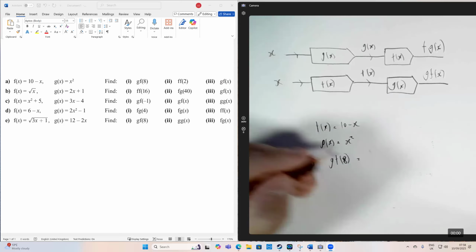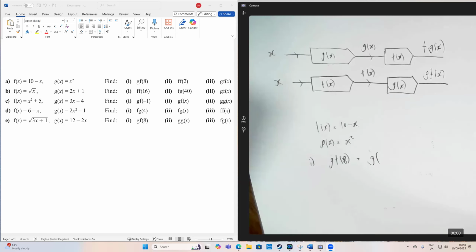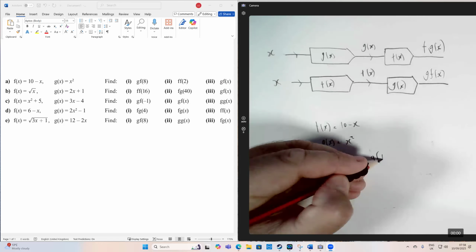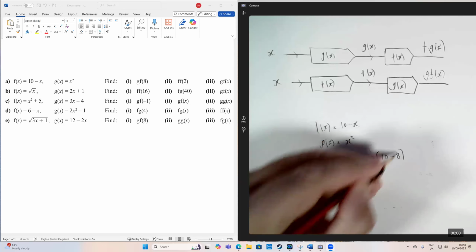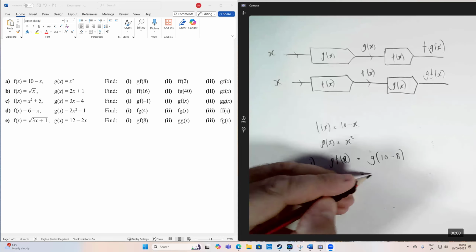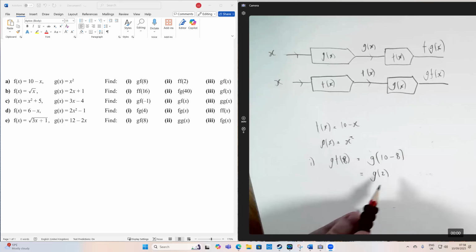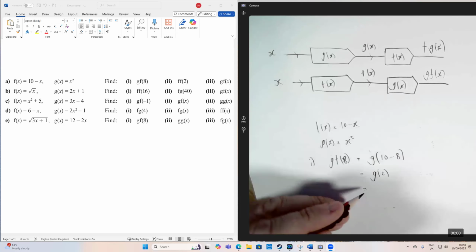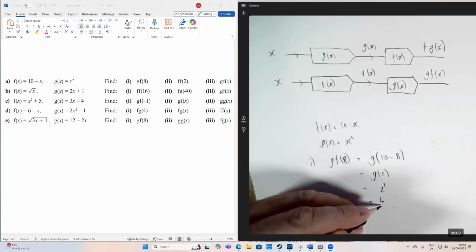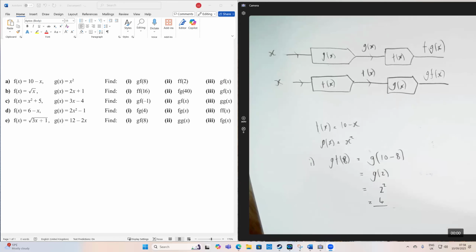Okay, so let's work out then. I'm going to put g, and open brackets, and this function is now inside this function. So I'm going to work out what f of 8 is. And what is the function f of x? It is 10 minus x. So I'm going to write 10 minus 8, because this is the f of x, which is 10 minus x, going into the g of x. So that means I need to work out g of 2 now. So now we look at the function g of x, and g of x is x squared. So I need to work out 2 squared. So my answer to that first one is 4. Okay, so that is our g of f of 8.